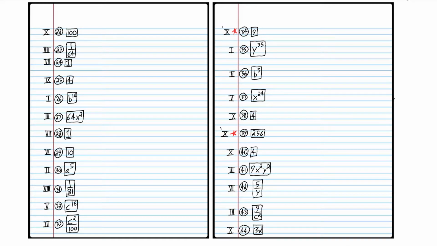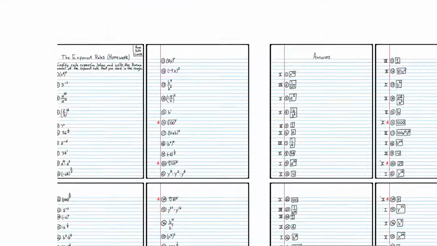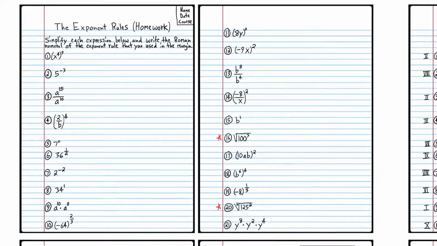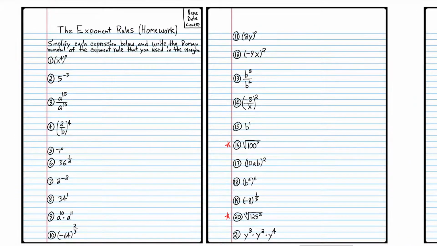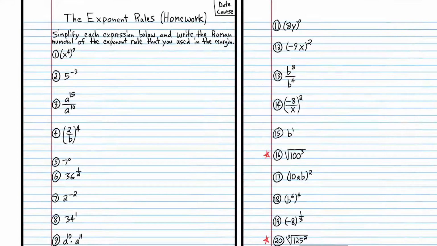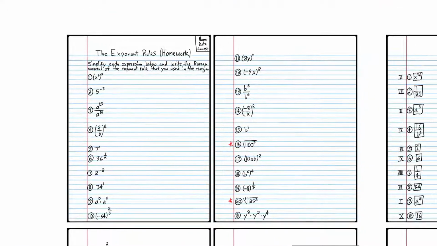So be sure to do that homework. There's some work that you can show for these problems, so be sure to show work when you need to show it, or when it's really necessary to show it. Obviously, if you're raising some number to the 0 power, there's not really a lot of work to show there. But there's a lot of these problems where you can show some work.